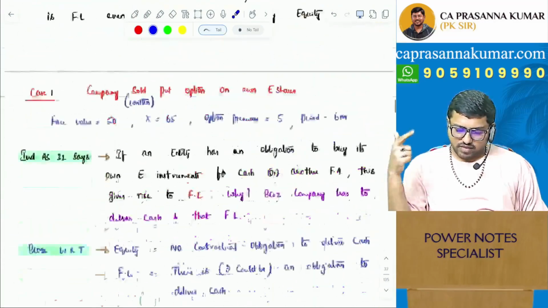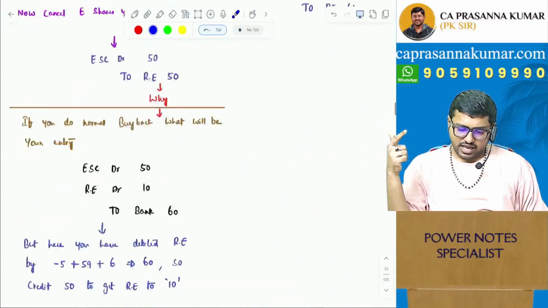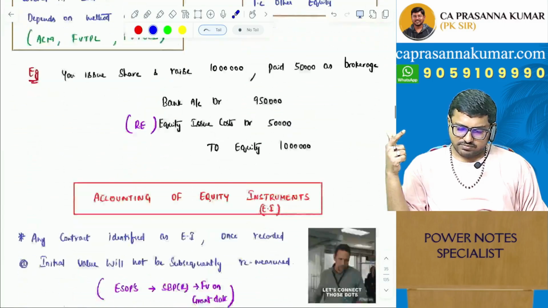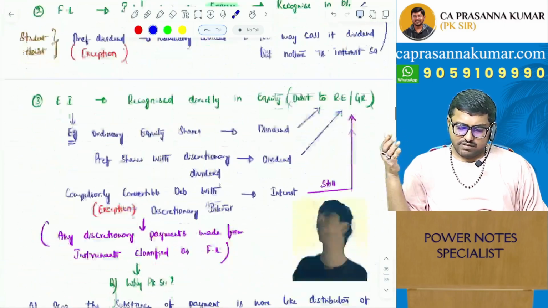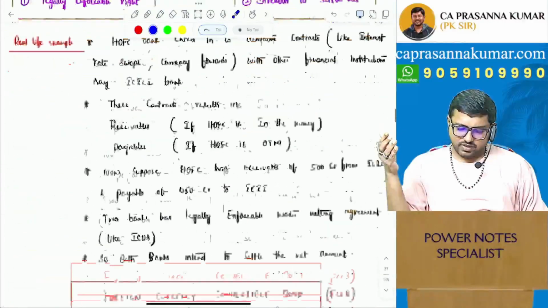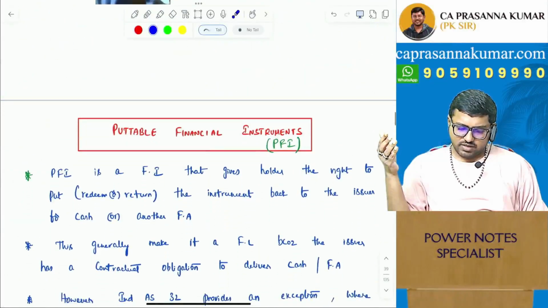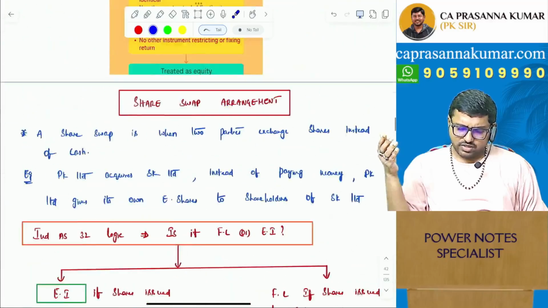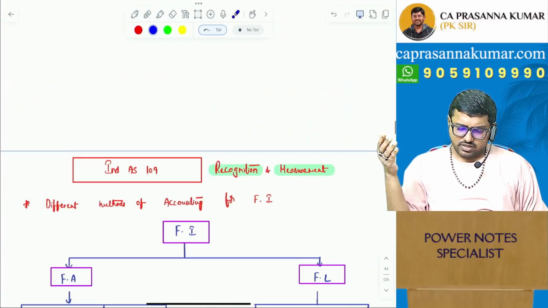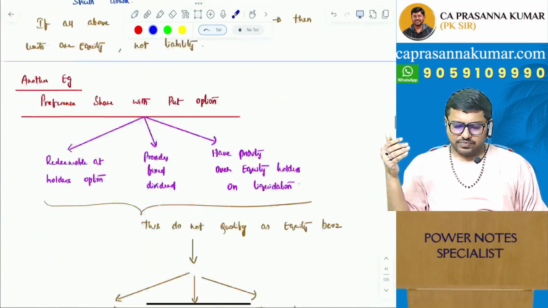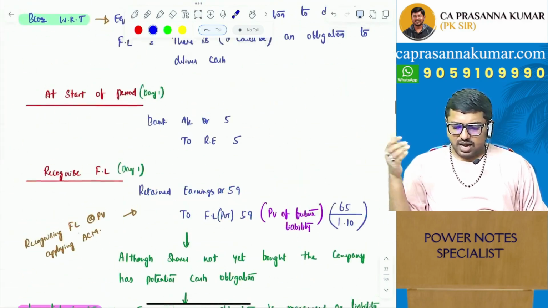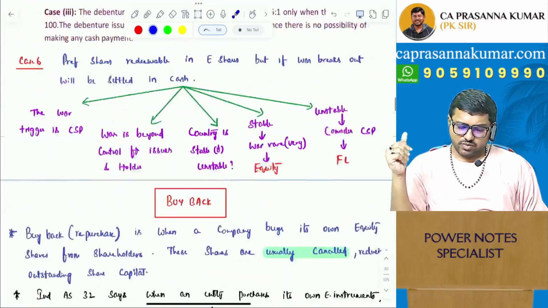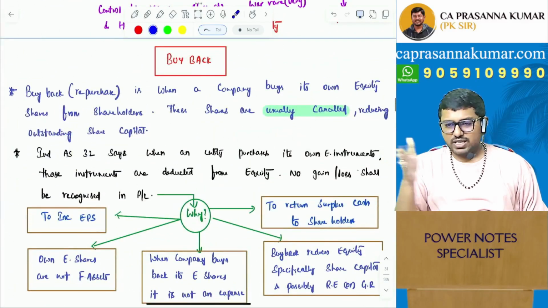We have buyback, then we have treasury shares. Then we have accounting for equity instruments and stuff. Then foreign currency convertible bonds, puttable financial instruments. I think share swap arrangements should be there after this. Then we'll be done with India's 32. It will take some time. After that, we'll solve those 13 sums which are left over. Then 25 sums will be done. Once those 25 sums are done, then we'll get into India's 109.